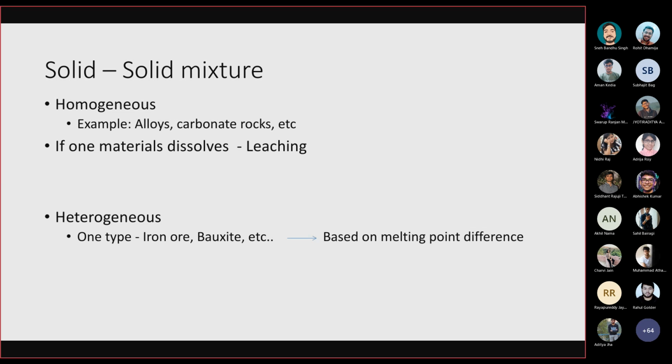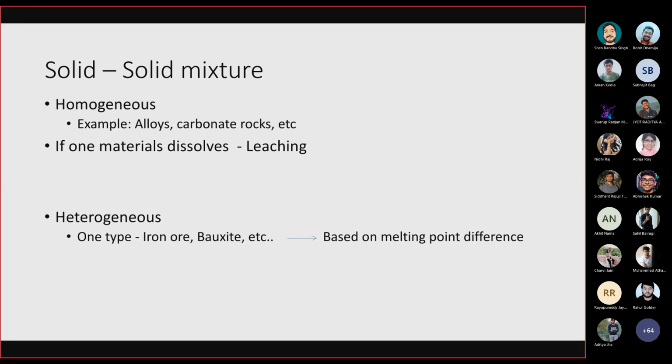In case of heterogeneous, an example is iron ore. The iron ore contains many impurities. Those impurities are not uniformly distributed, and we will be able to separate them into individual grains. In case of homogeneous, everything is like a single metal, a single material.